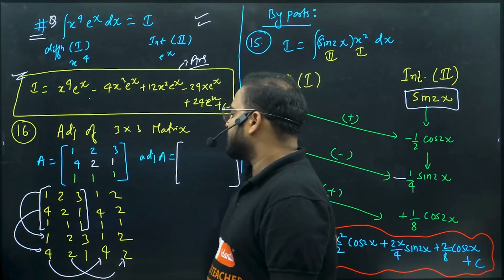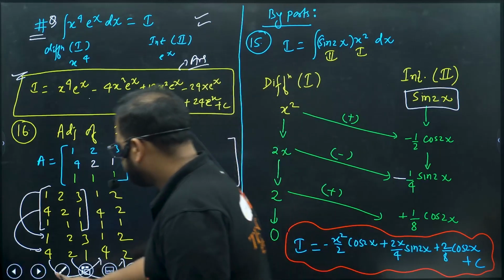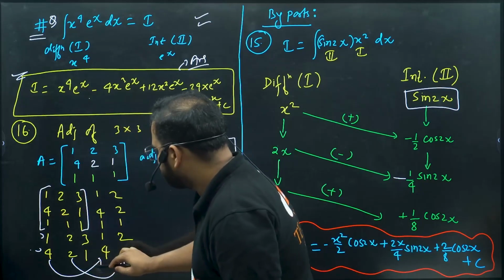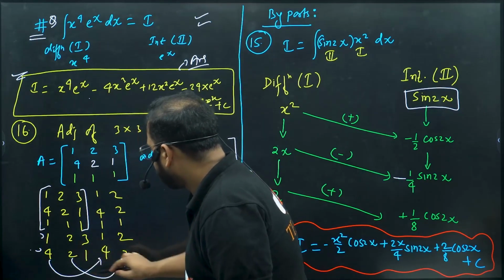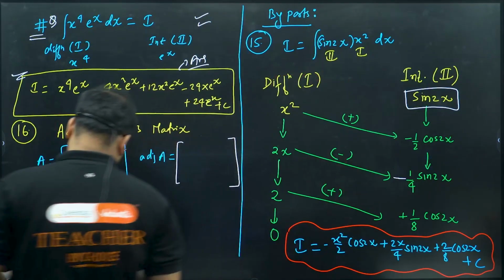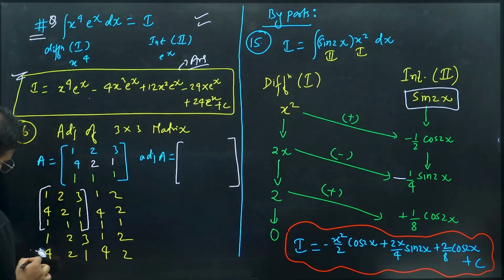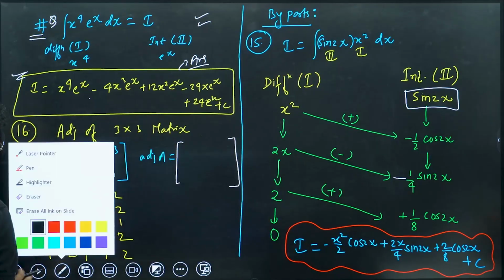Next, what is the step here? After repeating this, I'll erase this just to make things easier. All right. I hope you got it right, how we wrote this 5 cross 5 matrix.